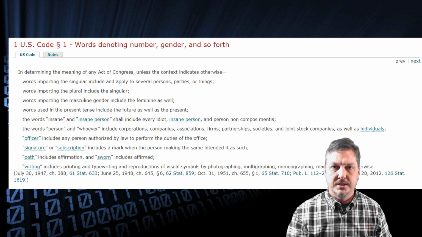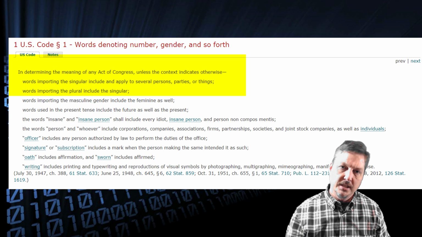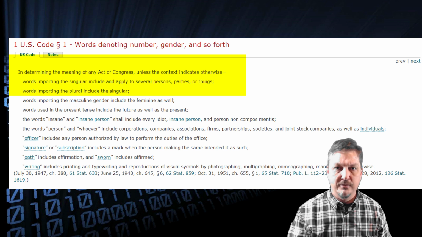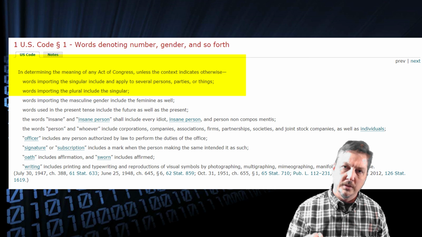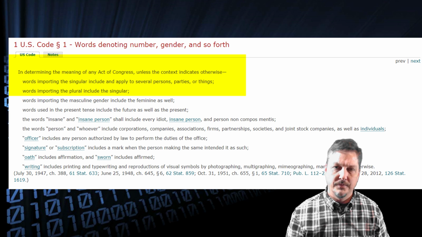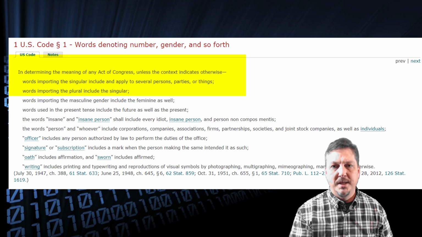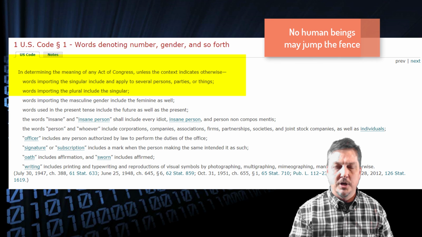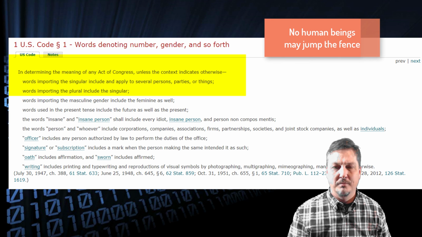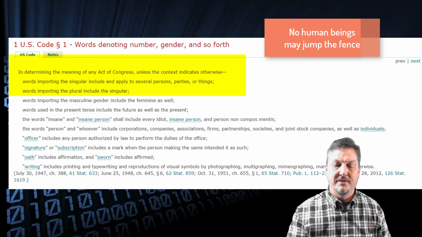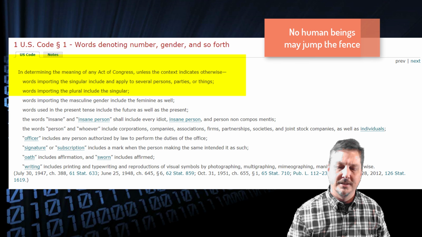So the Dictionary Act says that in determining the meaning of an act of Congress, words that import the singular include and apply to several persons, parties, or things. Words importing the plural include also the single. No human beings may jump the fence. Human beings is a plural. Well, if a single human being jumps the fence, according to the Dictionary Act, that's still covered.